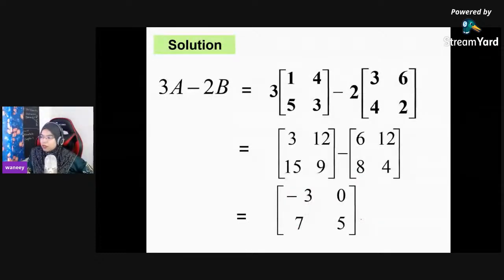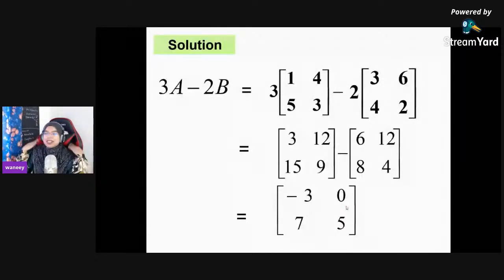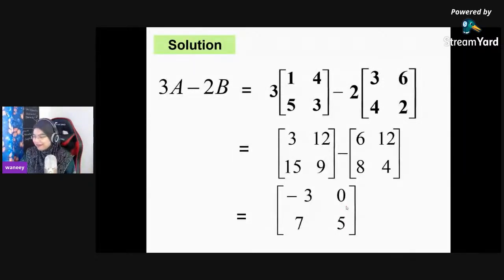So dah 2 orang dapat jawapan yang betul. I'm sure yang lain pun dapat jawapan yang sama kan? Okay, tanya. Okay, next. Done with scalar multiplication.